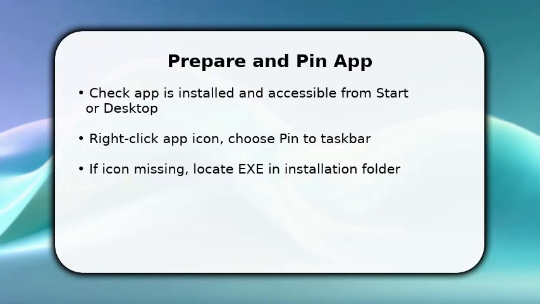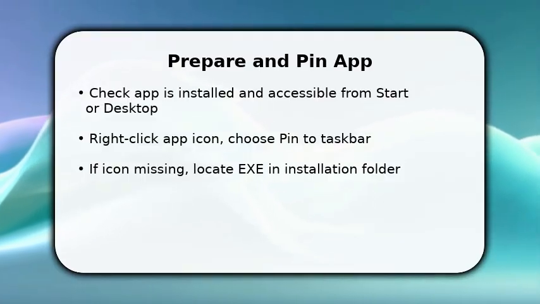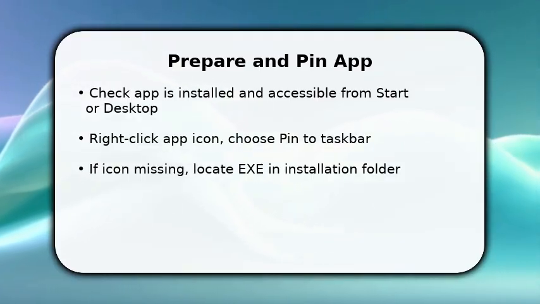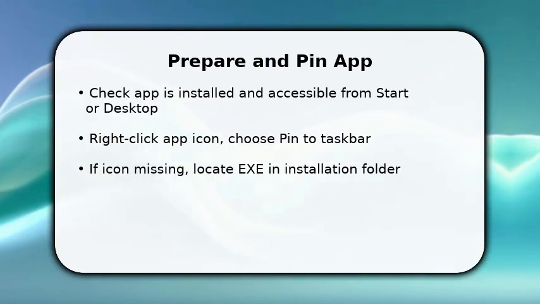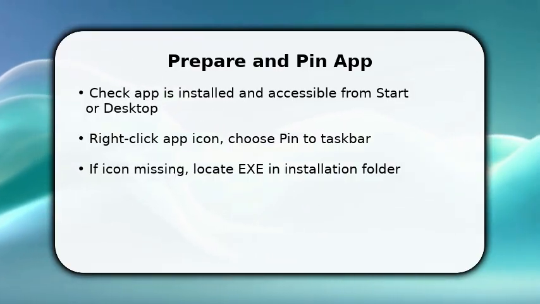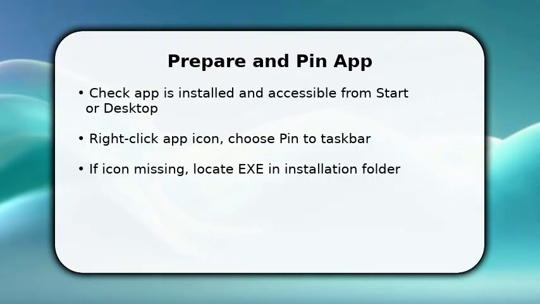You start by confirming the app is installed and visible in Start. This avoids hunting mid-process. Once located, right-click the app tile or its desktop shortcut and select Pin to Taskbar so you create a persistent icon.